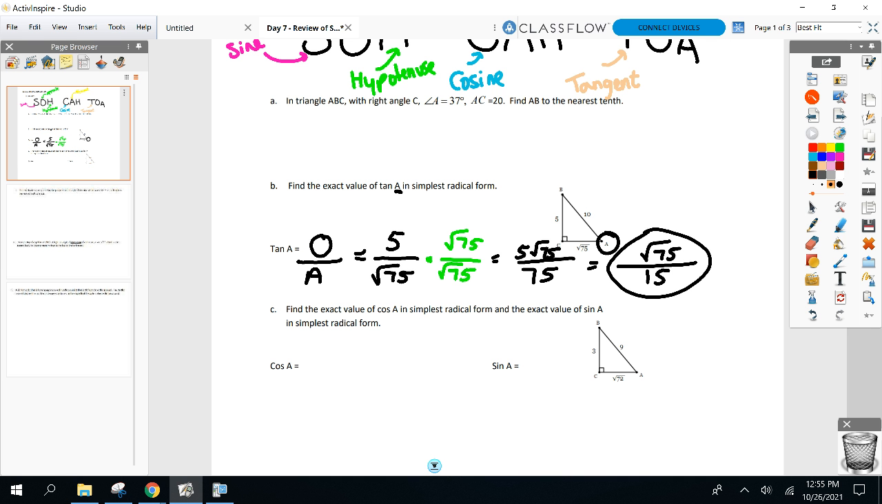So how'd you find the 5 again? Like, how'd you know that was opposite? Tangent of what angle? A. So I looked at angle A on the triangle. The side opposite angle A was what? 5. Over the adjacent side to angle A. Radical 75. And adjacent just means next to it. Next, not the hypotenuse, but next to, yes. Okay, hypotenuse is always hypotenuse.